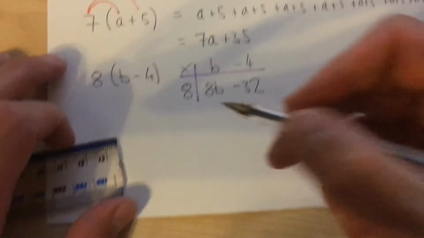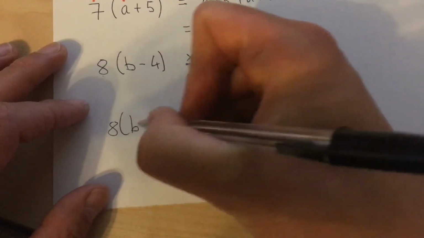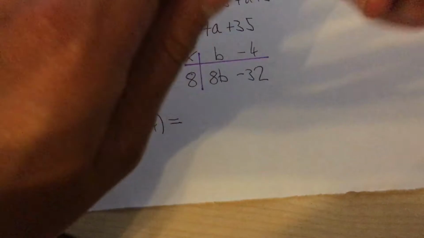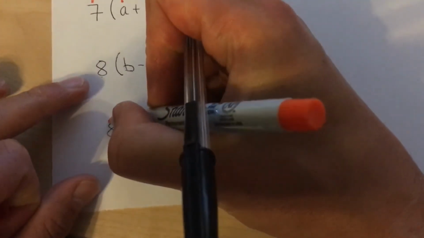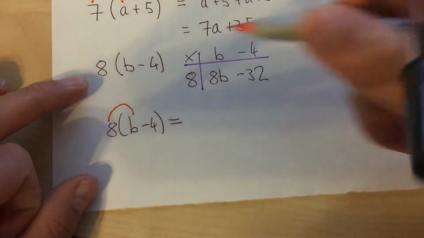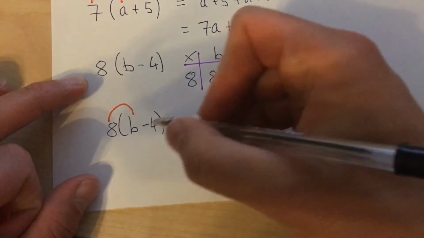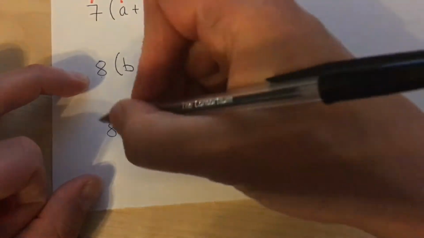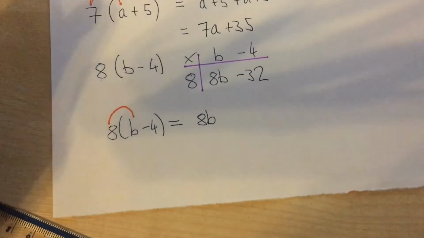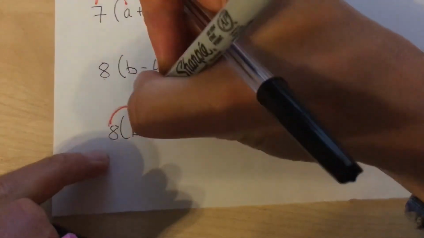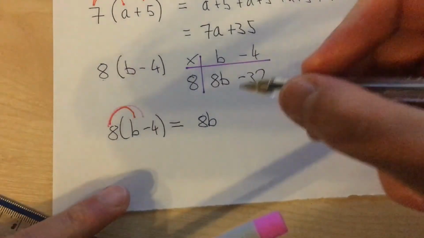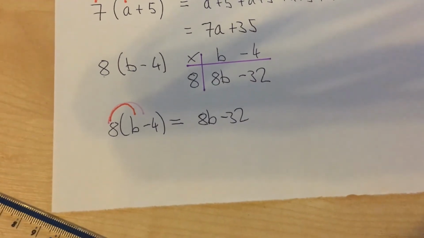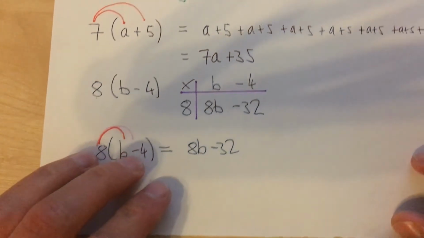The alternative way to do it, to be honest, by the end you'll be doing it in your head, but the alternate way to do it is as I suggested above, and you draw nice little things like this. Some people call them eyebrows. So we've got 8 multiplied by b is 8b, and then we've got 8 multiplied by minus 4, and that gives you minus 32. So both methods just as good as each other really, and both get you the same answer.